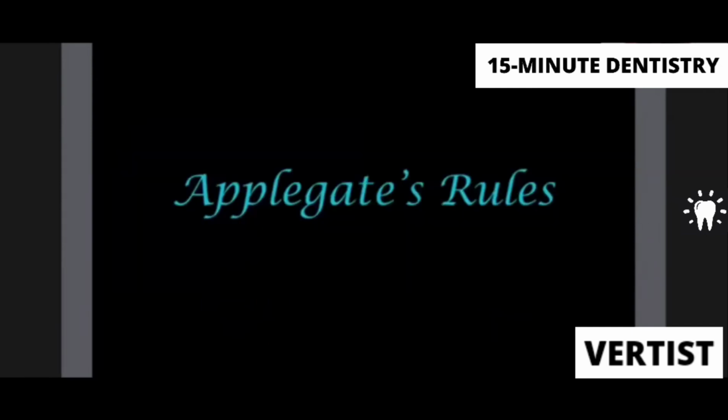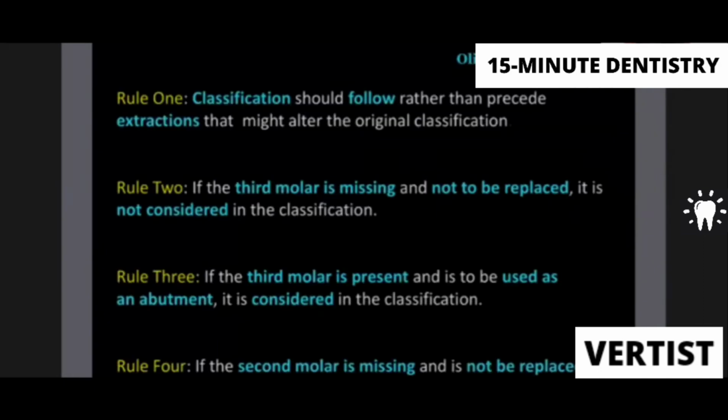We cannot forget Applegate's rules. They are the 8 rules which are again very important. To quickly go through them, your classification must follow rather than precede extractions. If a third molar is missing and not to be replaced, it is not considered in the classification. Rule 3, if it is present and you want to use it, it is considered in the classification. If the second molar is missing and not to be replaced, then you don't include it in the classification.